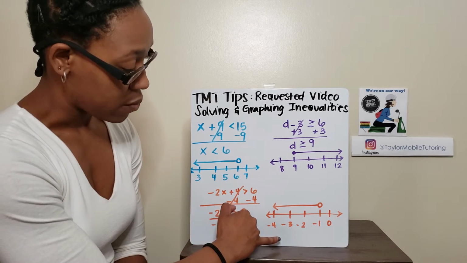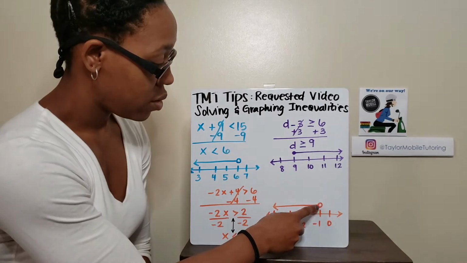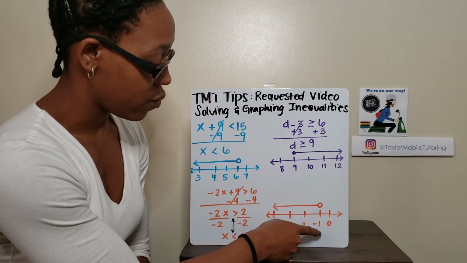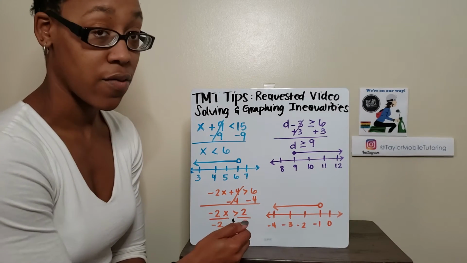Graphing this inequality on a number line would be exactly the same. So I have an open circle on this negative 1 to show that's not a solution. My solution is any number that is less than negative 1.